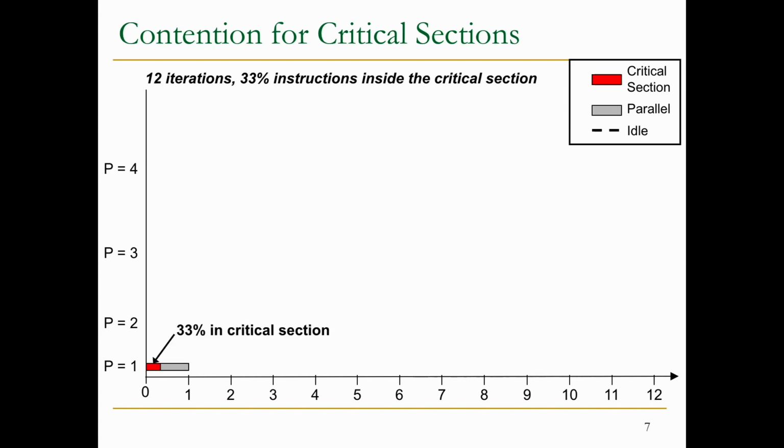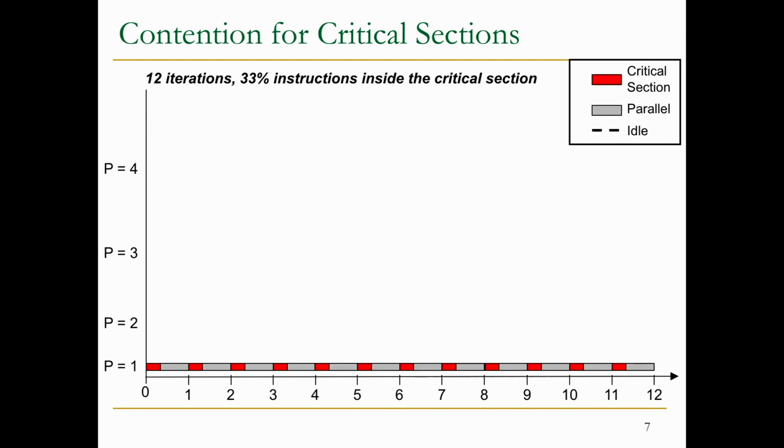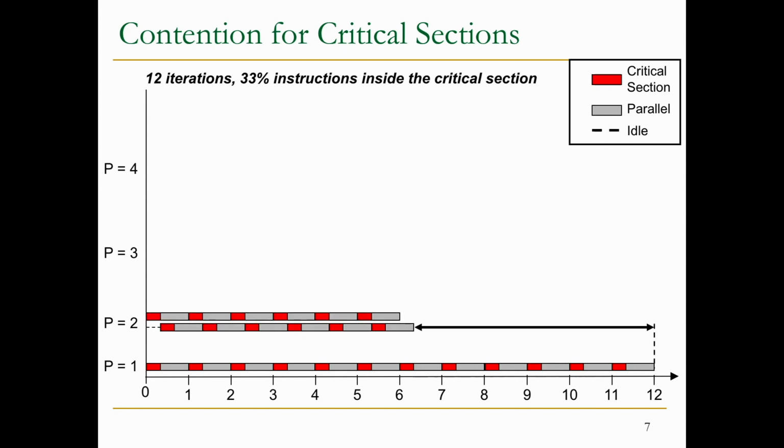So if you execute this code in a single processor, 33% of each iteration is in the critical section, the rest is parallel, but of course there's no parallelism exploited by multiple processors because you have only one processor. So the execution looks like this, basically. And then if you parallelize this code across two processors, the execution looks like this. Basically, critical sections cannot be executed in parallel. Only one processor can be in the critical section at a given time, but parallel parts can overlap.